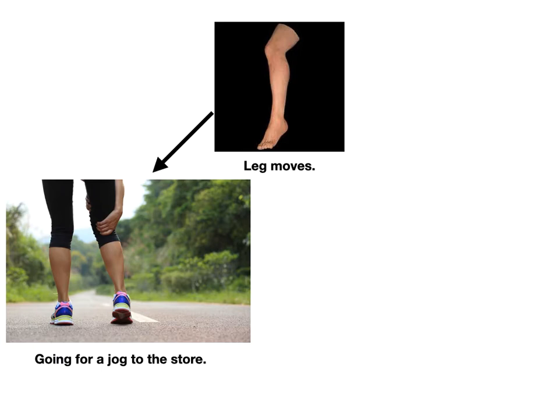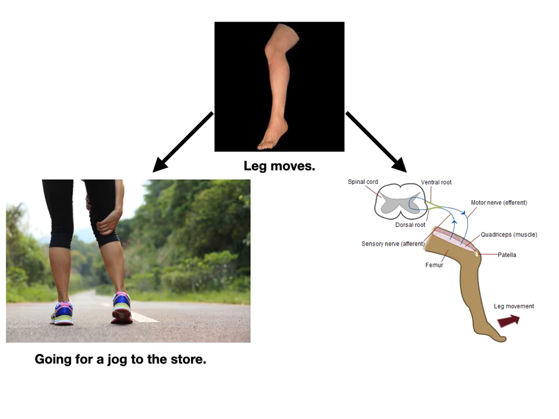This is a leg. It's just a leg. It moves, right? How do we explain the motion of a leg? There are two disparate scenarios. One is that you are going for a jog to the store. Another is that my knee was struck by a mallet. These are both perfectly plausible reasons for a leg to move, right?